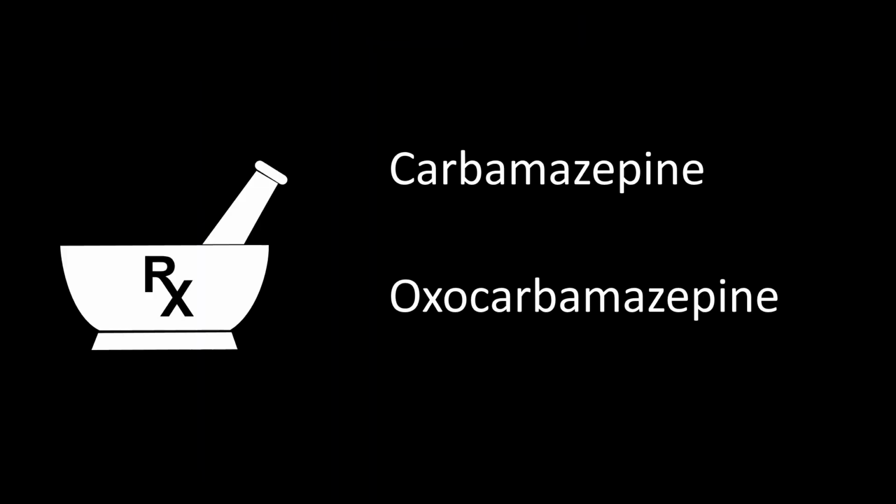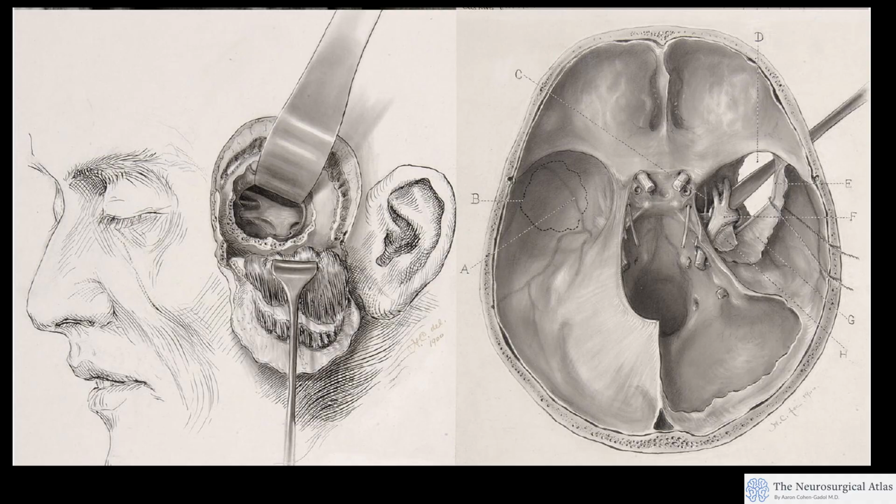The treatment for trigeminal neuralgia is carbamazepine or oxcarbazepine. Surgery is also possible to distance the vessel from the trigeminal nerve in classic trigeminal neuralgia or remove the cause in cases of symptomatic trigeminal neuralgia.